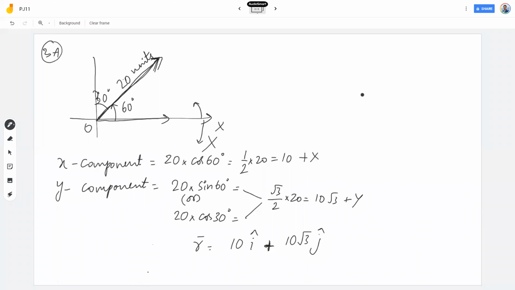Okay. Yeah. Vijay Rubesh, if you want the point, it is 10 comma 10 root 3. If you want to write it as a vector, you have to write like this: 10 i cap plus 10 root 3 j cap. But both are the same only. Okay.